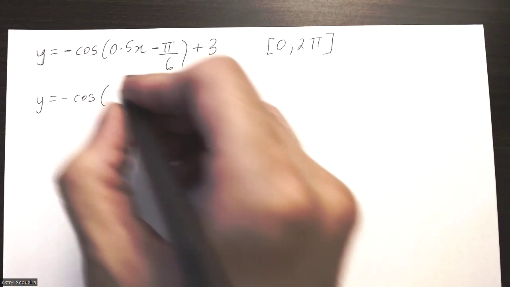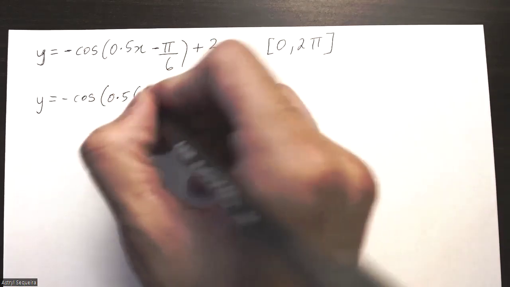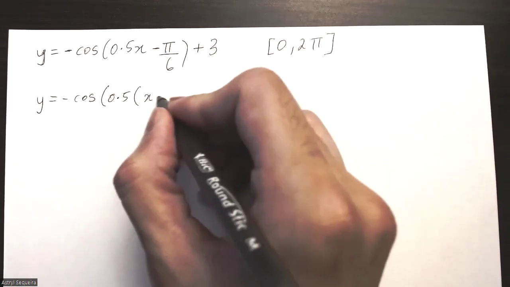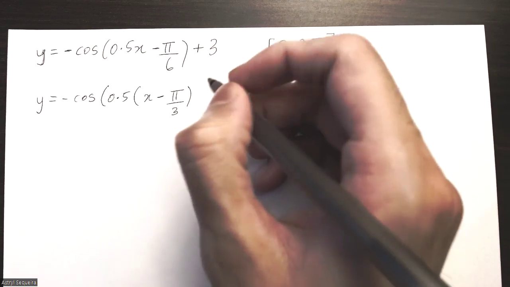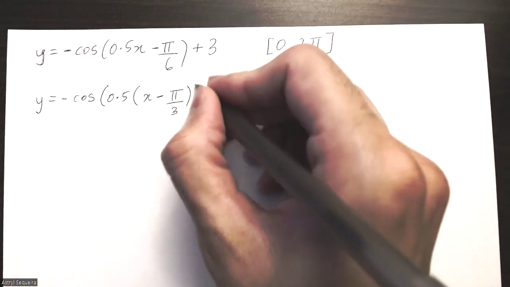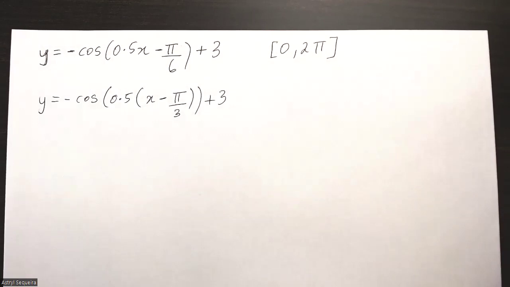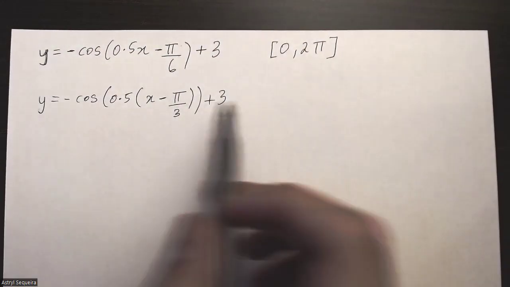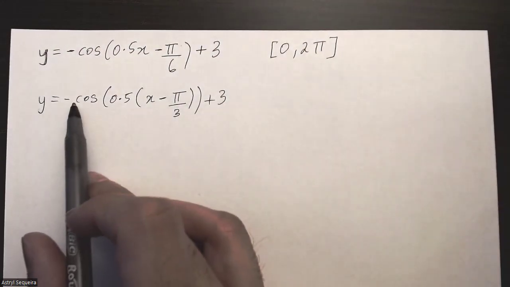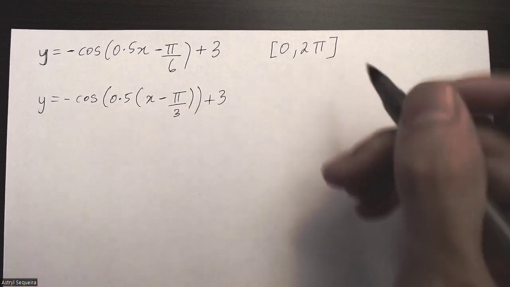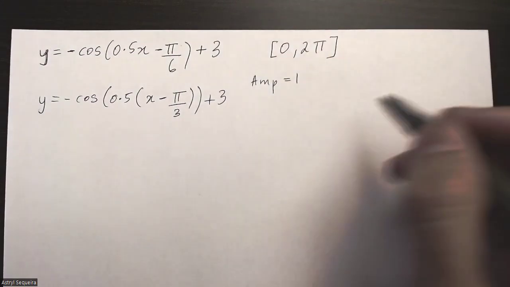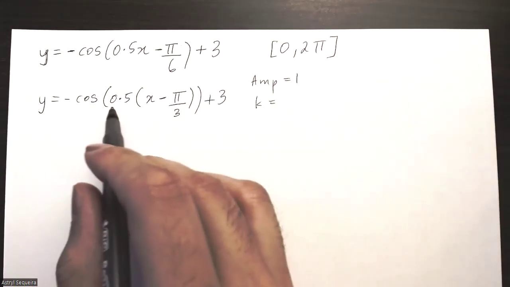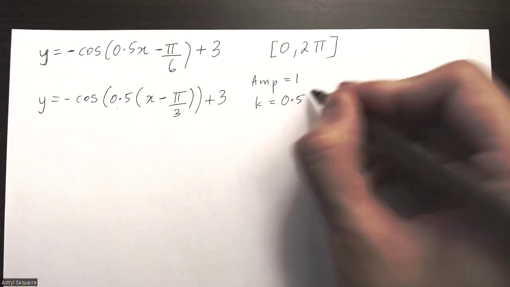If I factor out the 0.5, I'm left with x minus pi over 6 divided by 0.5, which is just pi over 3. So now I can state the key features of this graph. I know that the amplitude is just 1 because there's no number over there. My k value is 0.5.